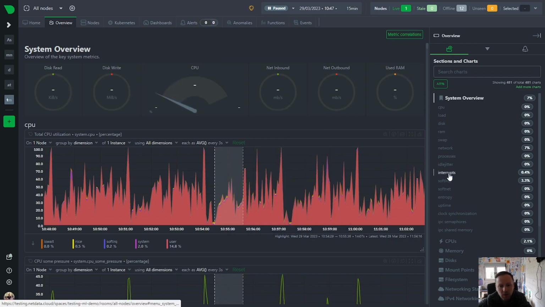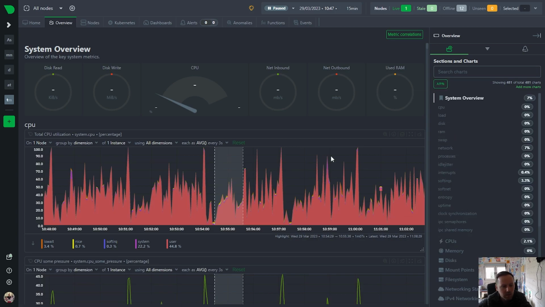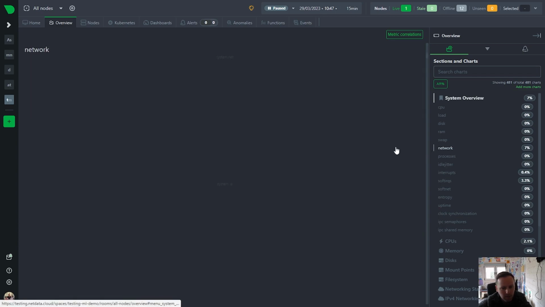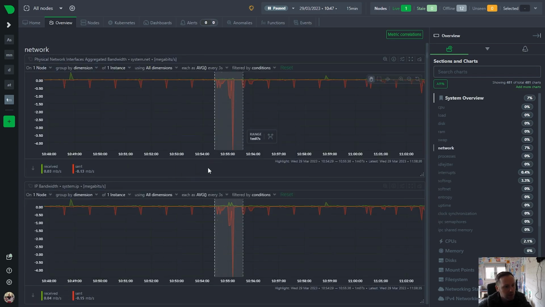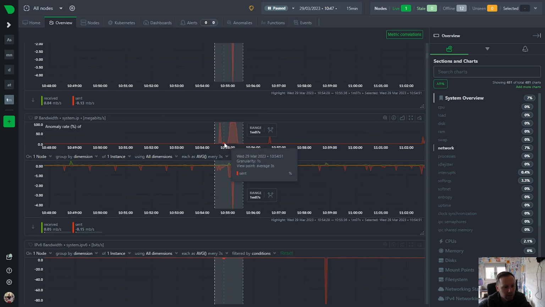So here, for instance, in the overview, we can see 7% for network, which was for System IP. So in this case it's a similar chart, I'd imagine. In System IP, we can see there was some sent traffic, and that corresponded to higher anomaly rates. So that's a quick one.